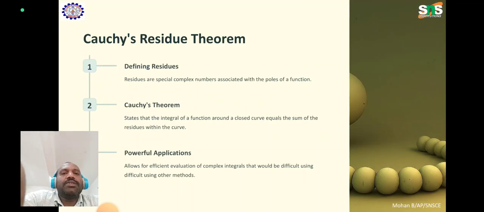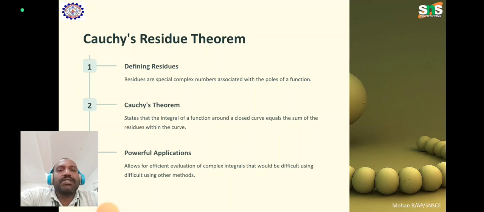Then Cauchy's residue theorem, defining residues. The residues are special complex numbers associated with the poles of a function. Cauchy's theorem states that the integral of a function around a closed curve equals the sum of residues within the curve. Then another one is powerful applications: it allows for efficient evaluation of complex integrals that would be difficult using other methods.